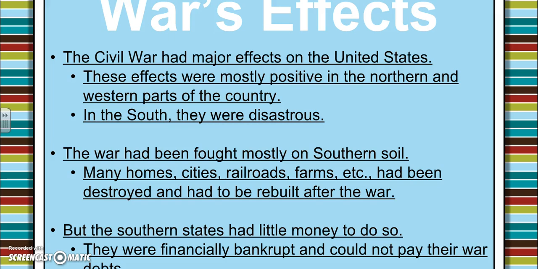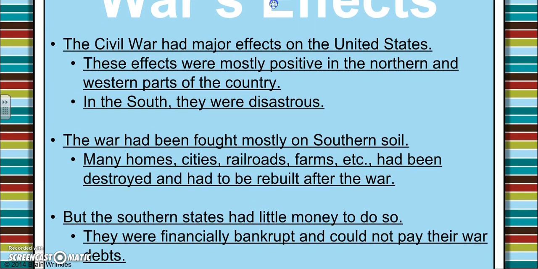And lastly, the war's effects. The Civil War had major effects on the United States. These effects were mostly positive in the northern and western parts of the country, but in the South they were disastrous. The war had been fought mostly on southern soil. Many homes, cities, railroads, farms, etc. had been destroyed and had to be rebuilt after the war. But the southern states had little money to do so, and it took years, decades even, to rebuild. They were financially bankrupt and could not pay their war debts.